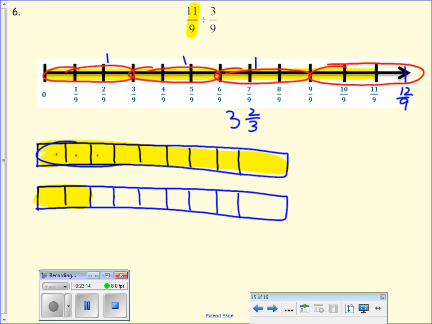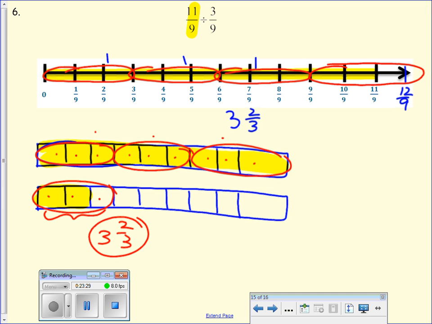Now to look at it on the tape diagram, groups of 1, 2, 3, 1, 2, 3, 1, 2, 3, 1, 2, 3. So 3 whole groups, and then the last group had 2/3. So that is your answer. So you can choose which is easier, the number line or the tape diagram, to solve dividing a fraction by a fraction.